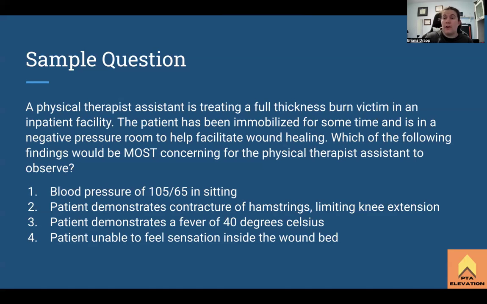Okay, so we're looking for a scary thing. 1 equals blood pressure of 105 over 65 and sitting. 2, patient demonstrates contraction of the hamstrings limiting knee extension. 3, patient demonstrates a fever of 40 degrees Celsius. Or 4, patient unable to feel sensation inside of the wound bed. So I'll give you guys a second to think about that.